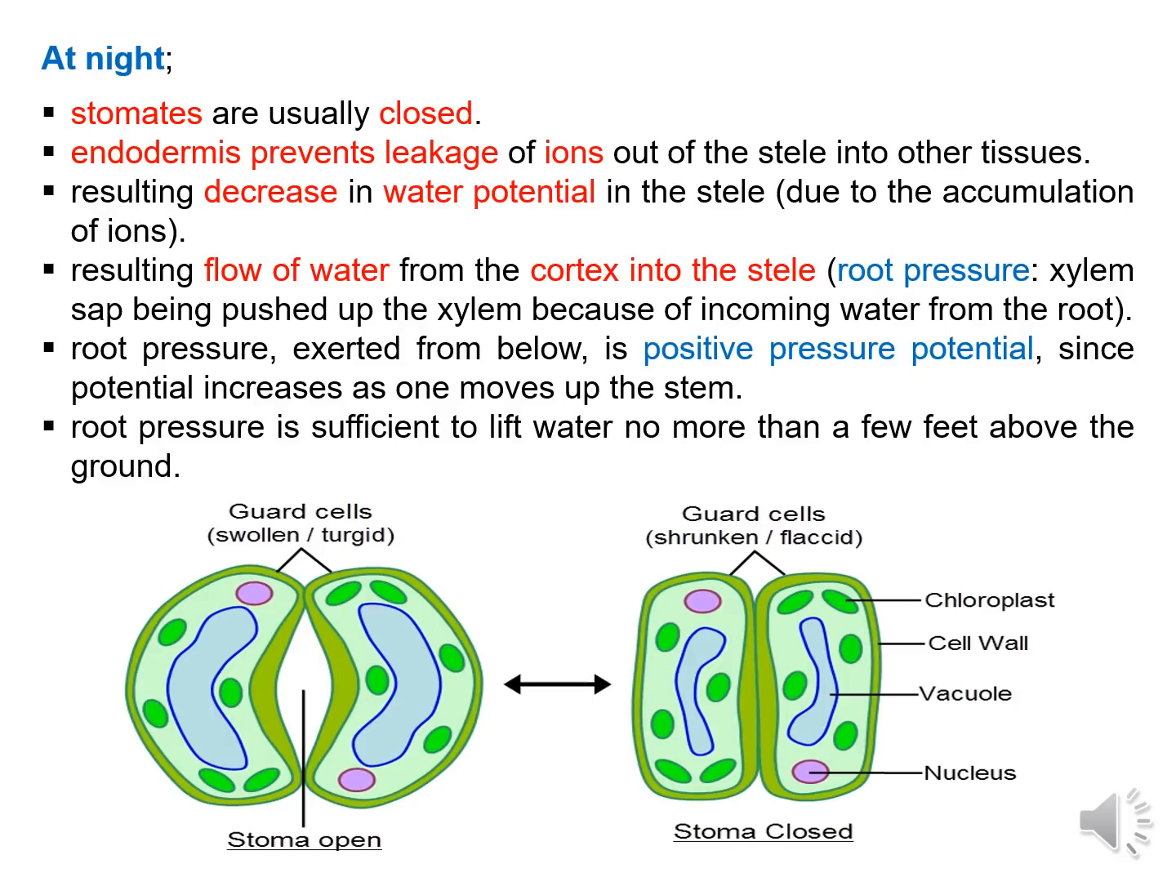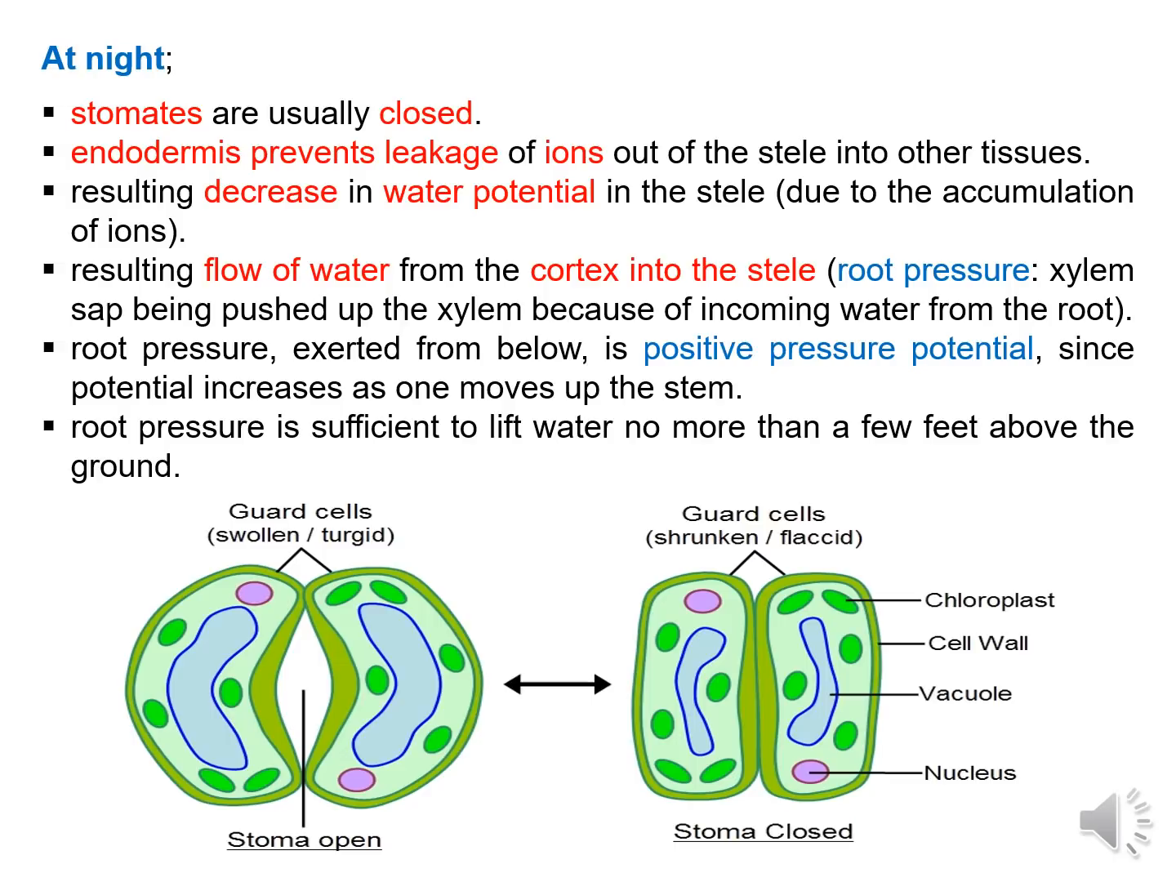And this condition is actually producing root pressure, where the xylem sap will be pushed up the xylem because of incoming water from the root. This root pressure is known as positive pressure potential because they are loaded with water and have to be exerted from below. And this pressure is sufficient to lift water a few feet above the ground to the stem and finally to the leaf.